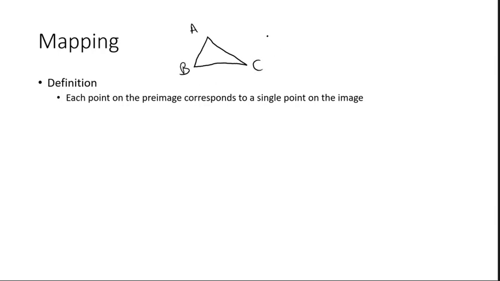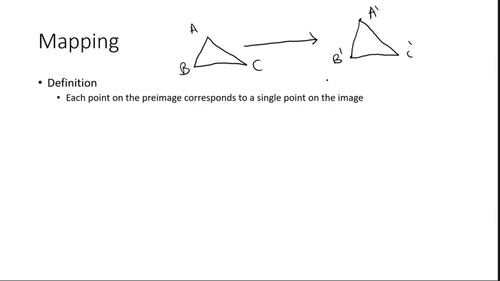And then if we can map it over here such that we have another triangle like this, and we can have this A prime, B prime, and C prime, this would be a mapping because we're mapping each point from this pre-image, this original shape, and we match it over here, or map it over here, to corresponding points on this shape. So this is one example of a mapping.